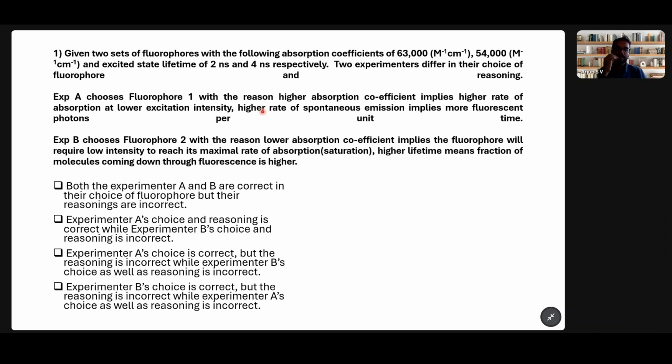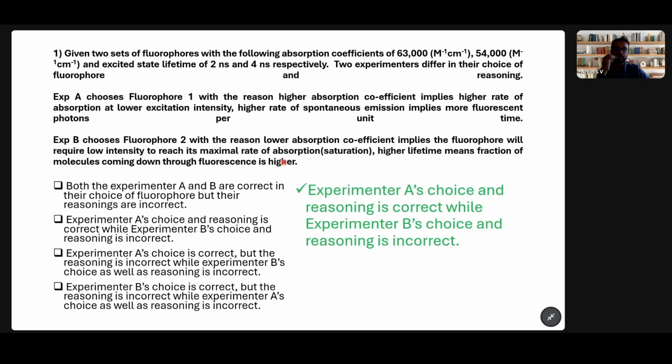On the other hand, B is saying lower absorption coefficient implies the fluorophore requires low intensity to reach the maximal state of absorption, which is totally wrong. So from both these choices, we can see that A's choice and reasoning is correct, while B's choice and reasoning is incorrect. So the correct answer will be option B.